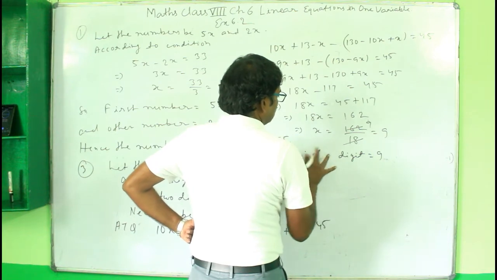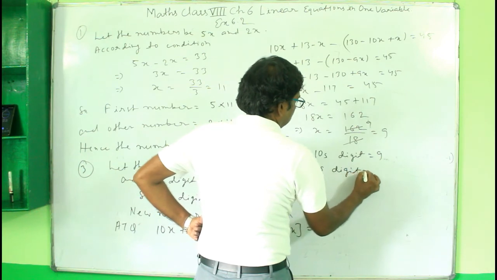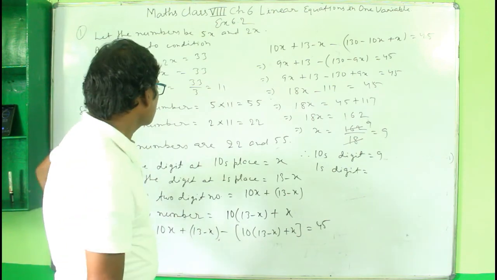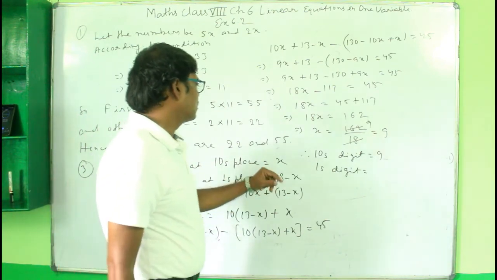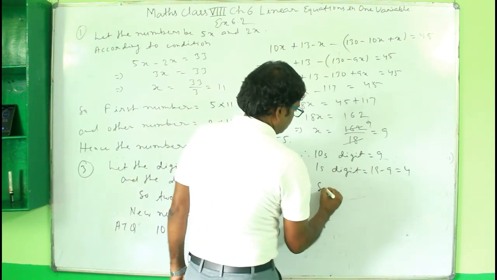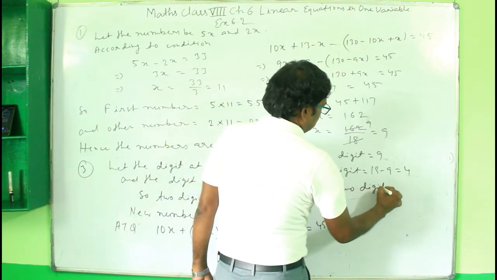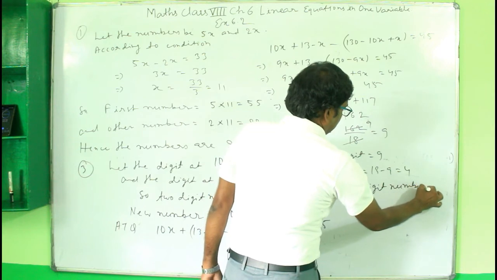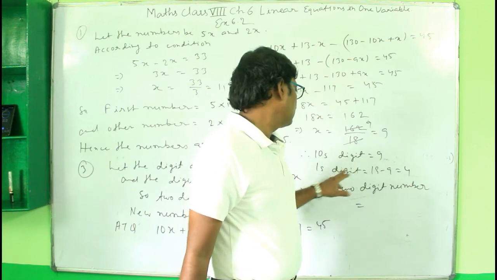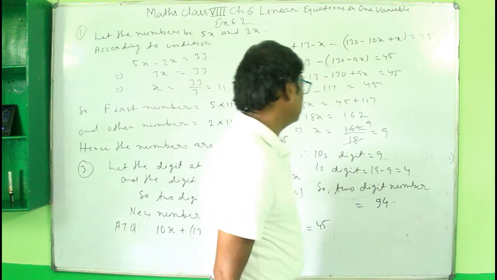It is not one's, it is the 10's digit, okay? And the one's digit equal to 13 minus 9, equal to 4. So the 2-digit number equal to, now the 10's digit is 9 and the 1's digit is 4, so the 2-digit number is 94. So the answer is 94.